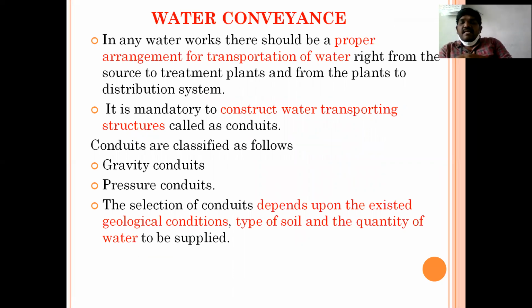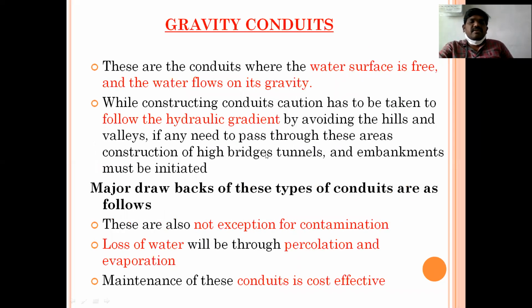Conveyance is nothing but transporting, a way of transporting. The literal meaning of conveyance is a way of transporting. How water will be transported, how the water conveyance is designed, that is what we are going to discuss in this topic. What it really means, we'll discuss in the next class. There are two types: gravity conduits and pressure conduits, and all will be discussed in the next topics.